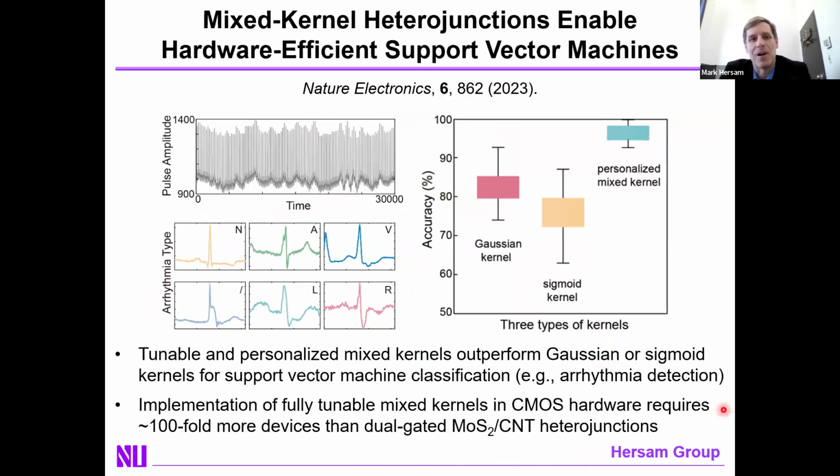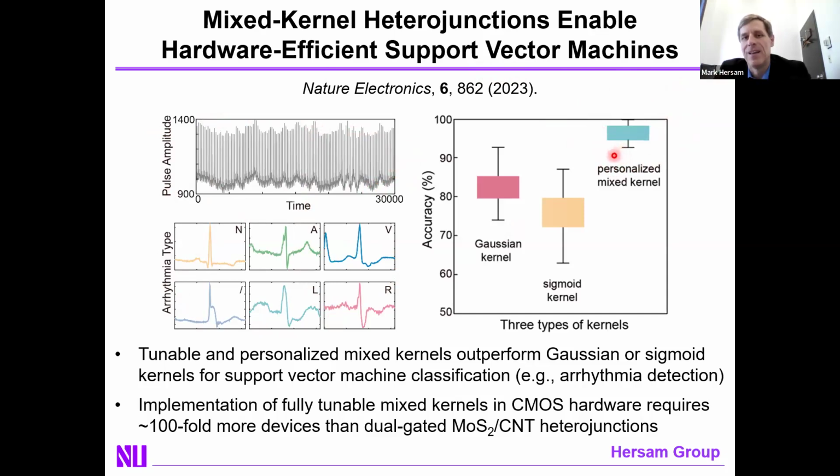And as a result, we can use these so-called mixed kernel heterojunctions to enable highly hardware-efficient support vector machines for doing machine learning classification directly in hardware. The example I'm showing you here is one where we're looking at electrocardiogram data. This is basically measuring your heartbeat, utilizing, for example, a wearable. And what we want to detect from this complicated data set is, do you have an arrhythmia or an irregular heartbeat? And by utilizing a support vector machine with a personalized mixed kernel, by that I mean tuning the hyperparameters and mixing ratios between the Gaussian and the sigmoid, you can achieve very high levels of accuracy, which is personalized to each patient.